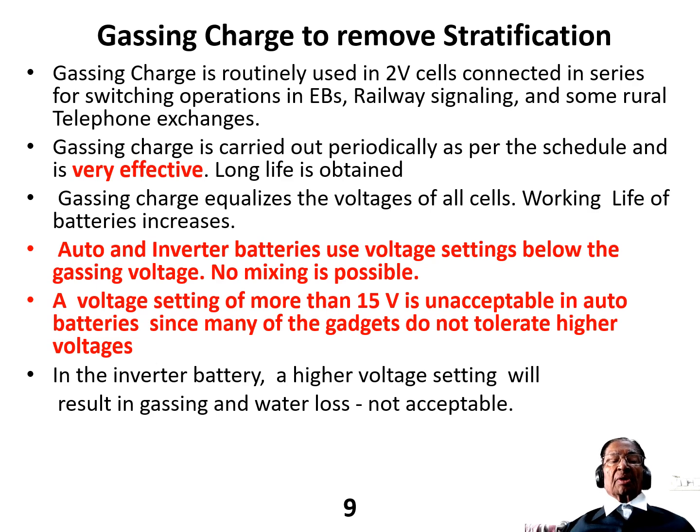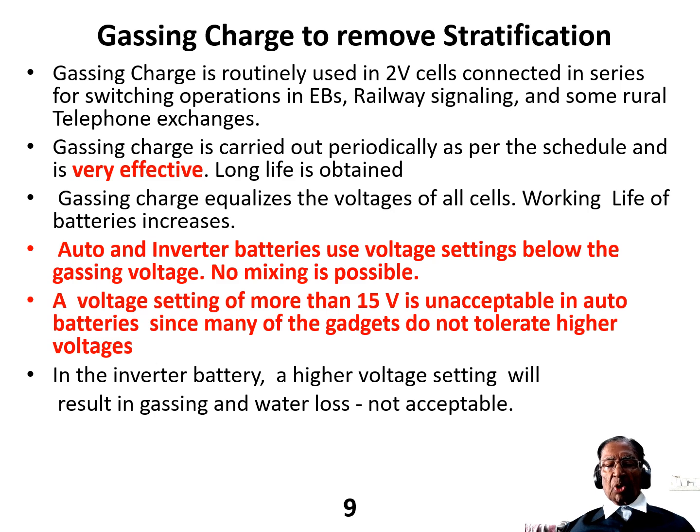Gassing charge to remove stratification. I'll just quickly go through this. Gassing charge is routinely used in 2-volt cells connected in series for switchgear operations in electricity boards, railway signaling, and some telephone exchanges. Gassing charge is carried out periodically as per the schedule and is very effective. Long life is obtained. As I said earlier, 6 to 7 years life is obtained in such cases.